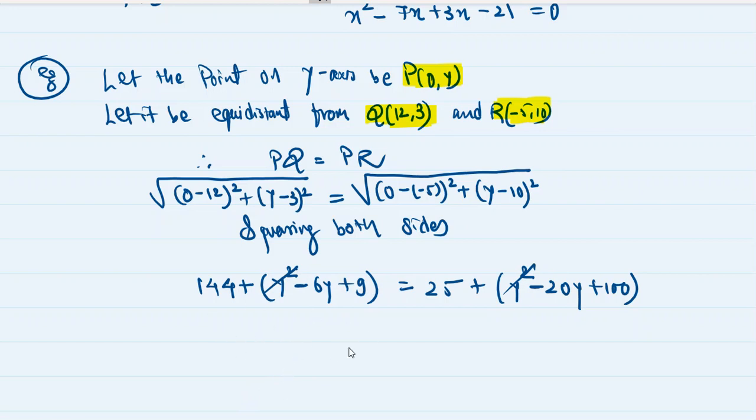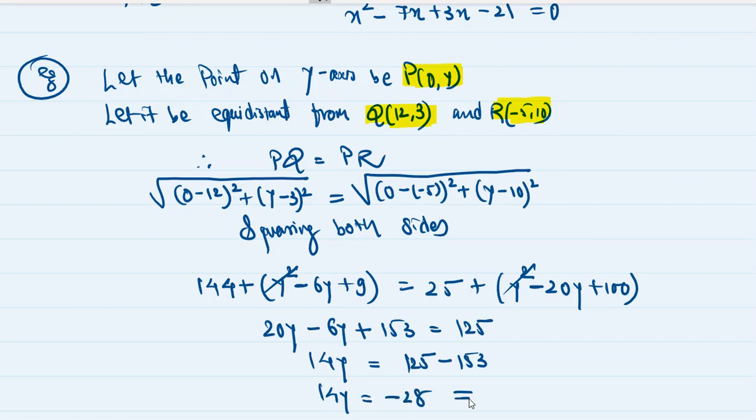Okay, now let's simplify everything. Let's bring this 20y over here, so this 20y will come here, minus 6y will come here. 144 plus 9 is 153, is equal to 25 plus 100, which is 125. So 20y minus 6y is 14y, is equal to 125 minus 153. Now 125 minus 153 is minus 28. So 14y is equal to minus 28, which implies that y is equal to minus 28 by 14, which is nothing but minus 2. y is equal to minus 2.